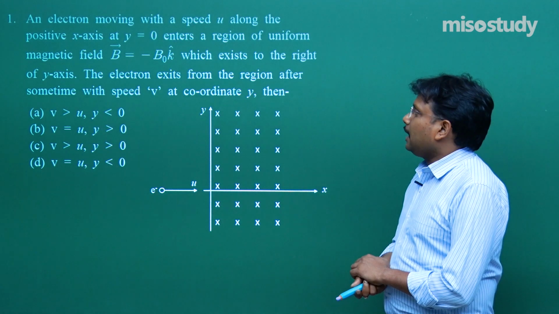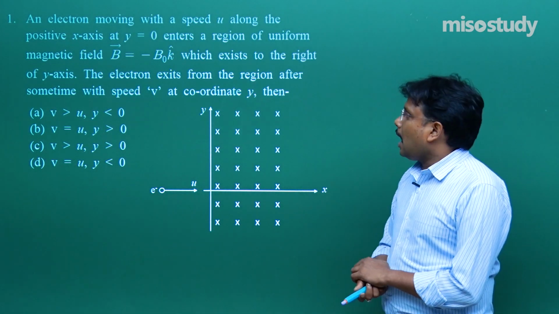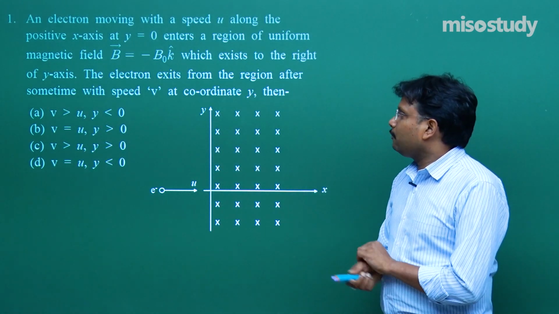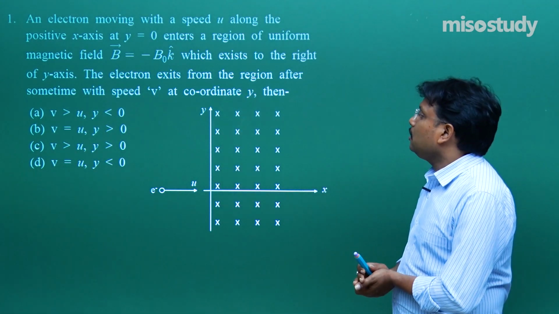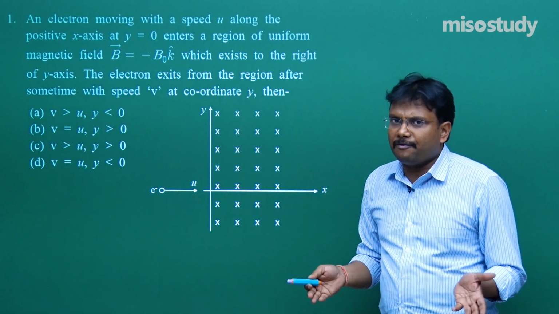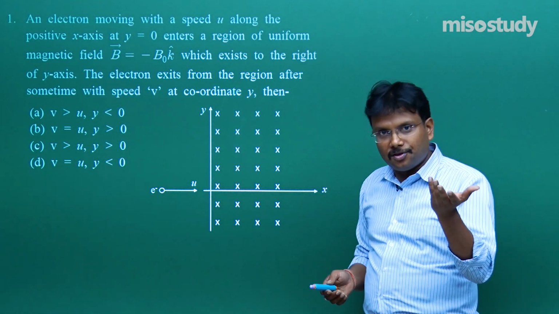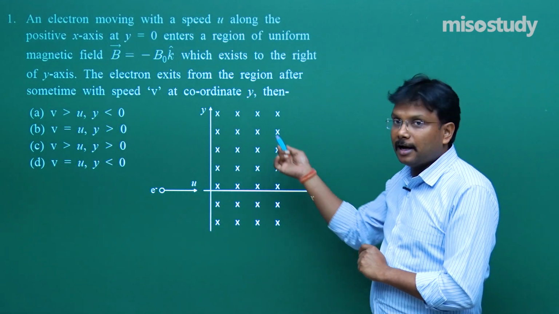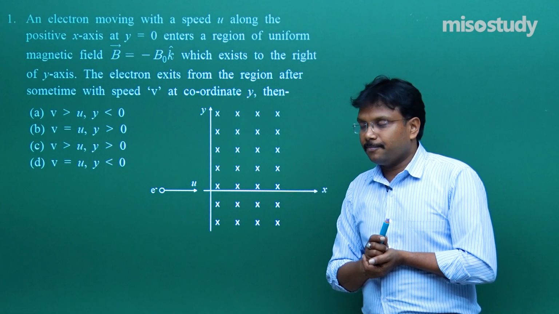The electron exits from the region after some time with the speed v at coordinate y. Then you have to find out what will be the new velocity in terms of old velocity and what is the value of y, that too in a simple fashion, that is less than 0 or more than 0, fine. Less than 0 means it may be deflected in the negative direction, fine. So, let us start the discussion.